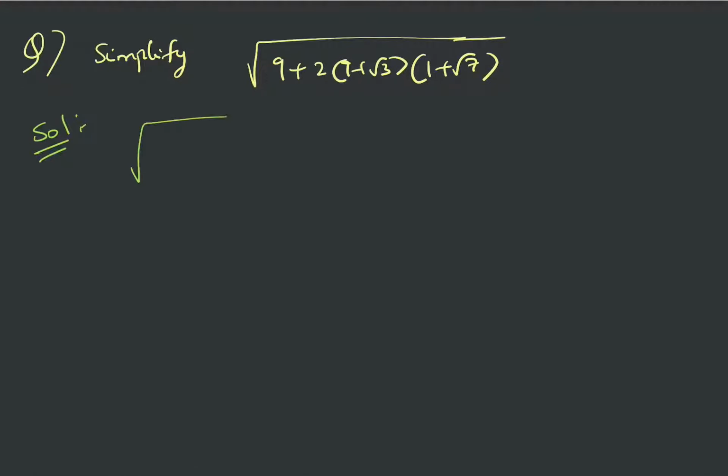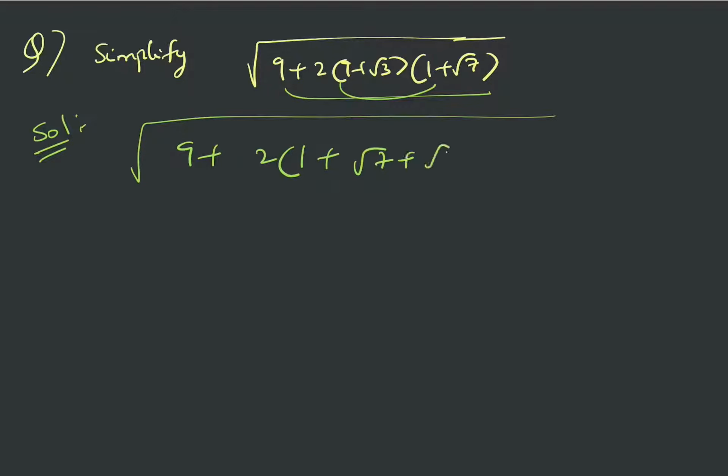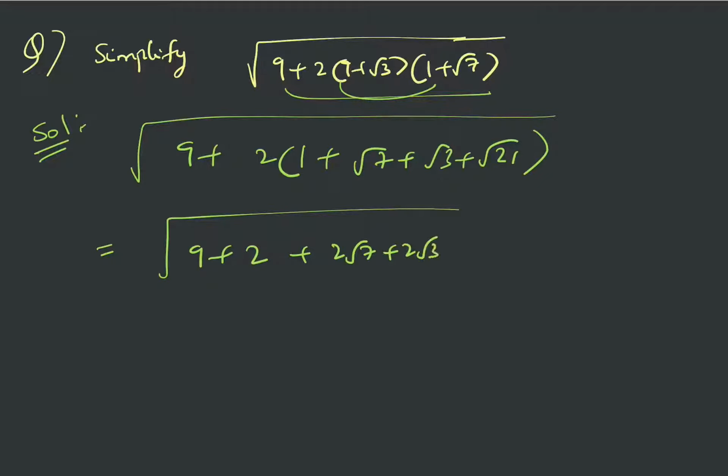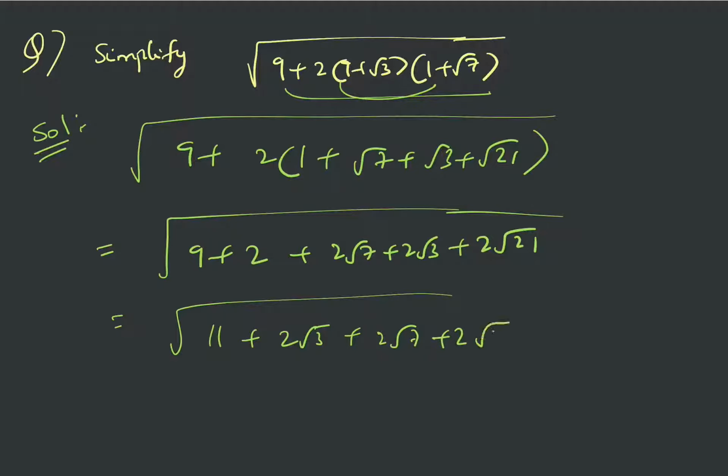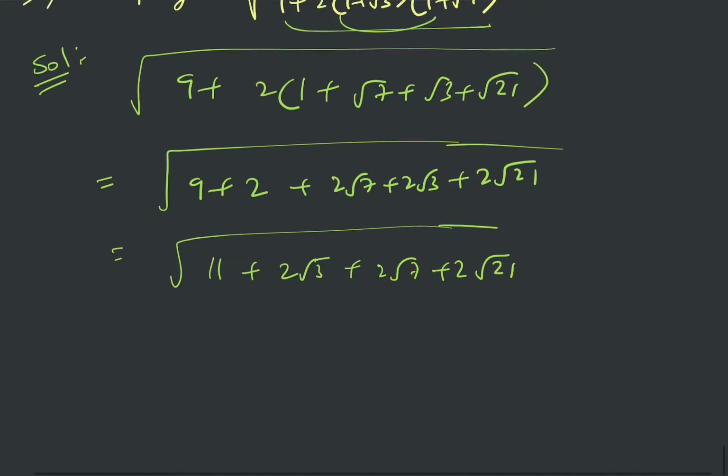See, what I'm doing is I'm just multiplying this inside, right? I'm just multiplying all the terms. So 9 plus 2 into 1 plus root 3 into 1 plus root 7. So 1 ones are 1 plus root 7 plus root 3 plus root 21, right? So this is 9 plus 2 plus 2 root 7 plus 2 root 3 plus 2 root 21, right? So this is square root of 11 plus 2 root 3 plus 2 root 7 plus 2 root 21, right?